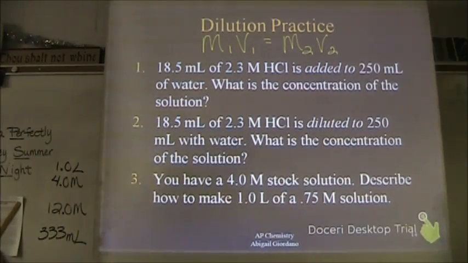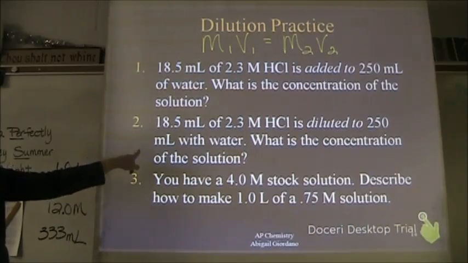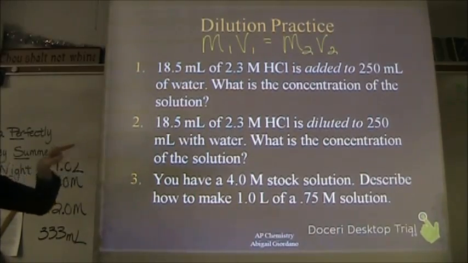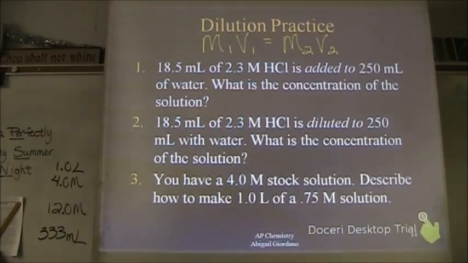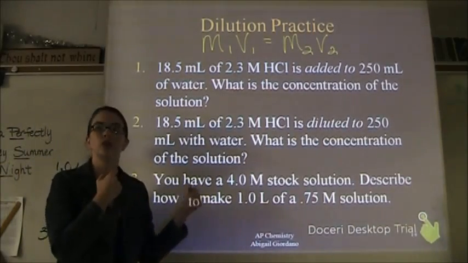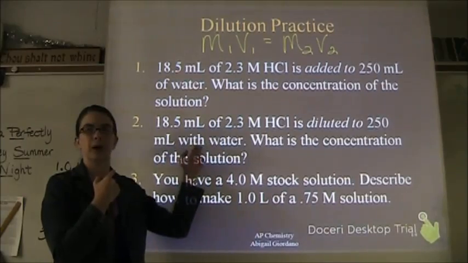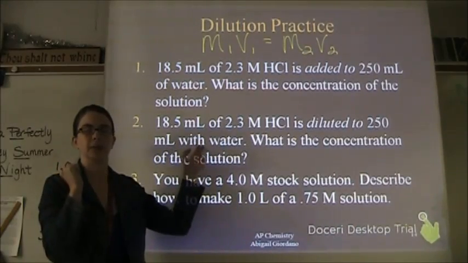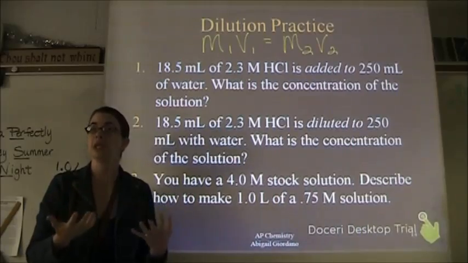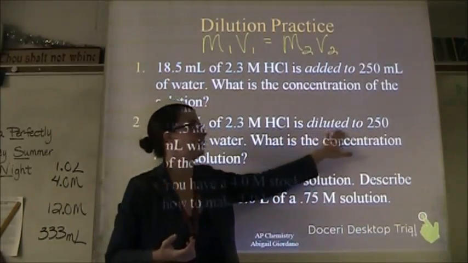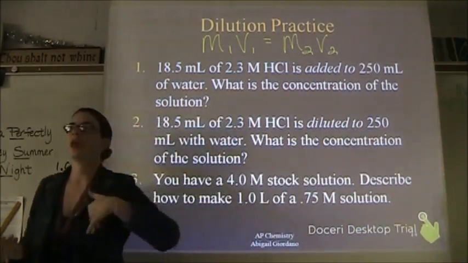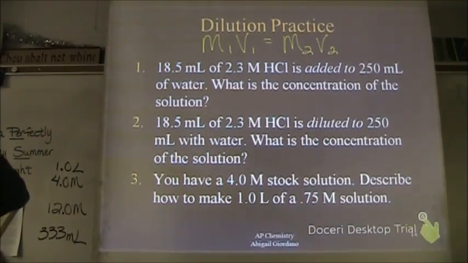You're combining them. What makes number 2 different? Which variable? M1, V1, M2, V2. Which variable will be different? Yes, sir. V2, okay. What volume should you plug in for V2 in this problem? Kevin, tell me. 250 milliliters. 250 milliliters. When this says is diluted to, that means enough water was added to get up to the 250 milliliter line.